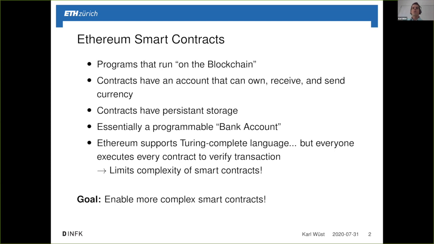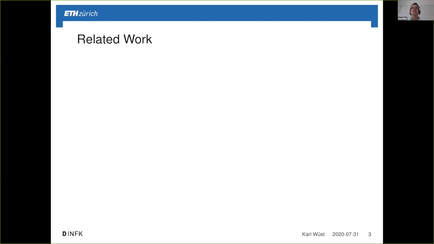And our goal was to enable more complex smart contracts. This is, for example, interesting for some cryptographic protocols where you might have more complex computations that you may need to do, which are currently not necessarily possible in Ethereum. And the basic solution for this is: don't make everyone execute the transaction. So basically, we want to have somebody execute the transaction, but not everybody. And this has also been considered in other work, which I will just briefly cover.